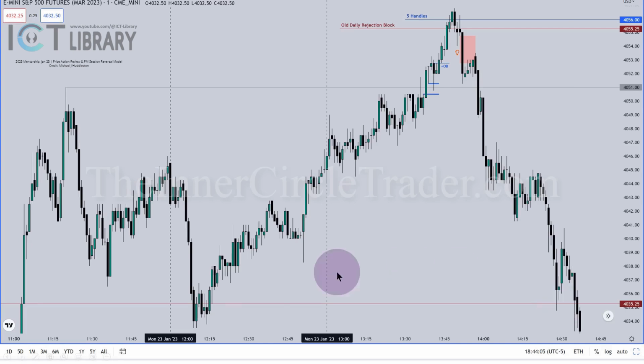And then, well, what's over here? Relative equal lows. But some of you forgot that that's the lunch hour sell side liquidity, which is exactly what I taught how to trade the PM session in the 2022 model on this YouTube channel. Targeting those lunch hour lows when you're bearish.